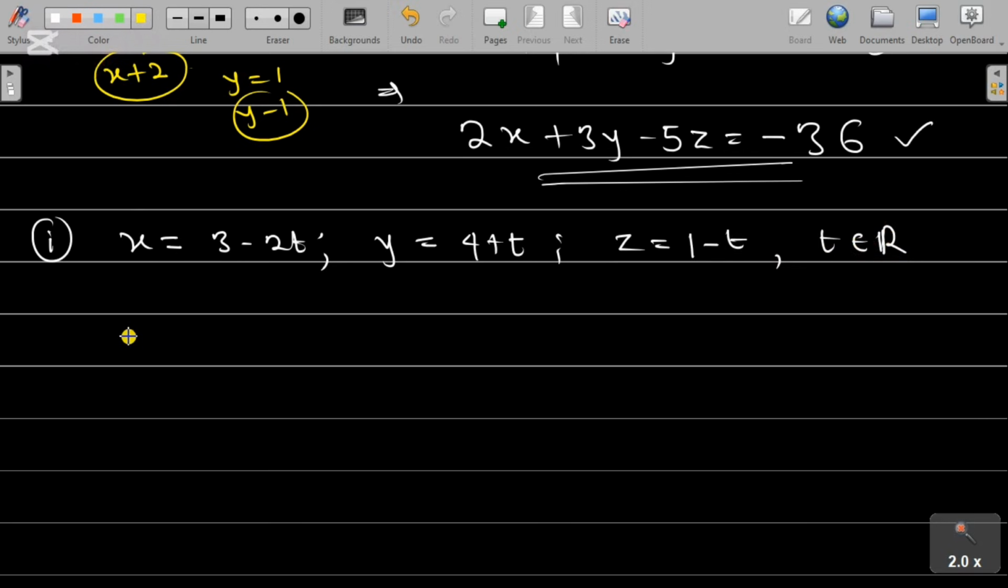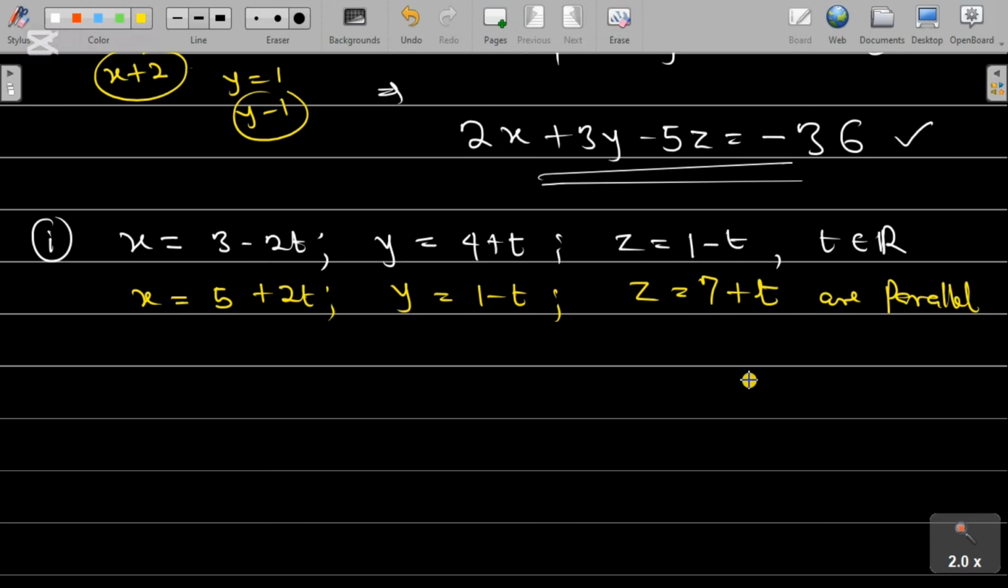Okay, and then they said the lines, they are giving you two lines. These are the parametric equation of the first line, and then for the second line is x equal to 5 plus 2t, then y equal to 1 minus t, and finally z equal to 7 plus t. So they said that we should show that these two lines are parallel. All right, so let's go. And then there is a hint here. Then it says, find an equation for the plane that they determine.